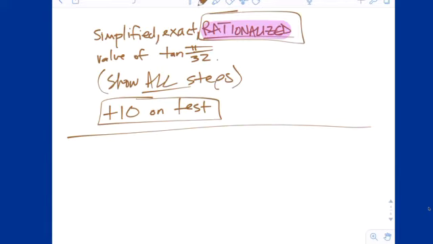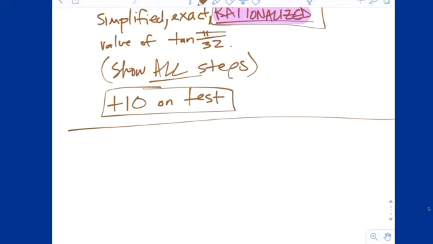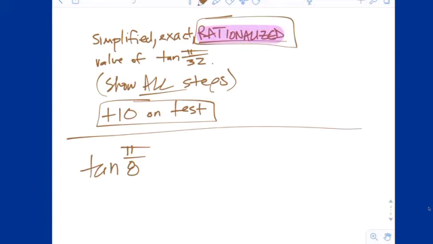Now let me give you a little smidgen of what this is going to look like in the time that remains. Let's just start off with tangent of pi over 8. Now, tangent of pi over 32, you're going to be able to do with half-angle identities, because pi over 32 is half of pi over 16. And pi over 16 is half of pi over 8, and of course, pi over 8 is half of pi over 4. So that's why you're going to have to use that half-angle identity many times.